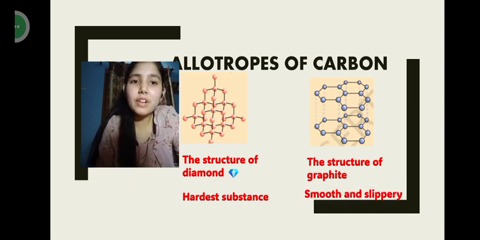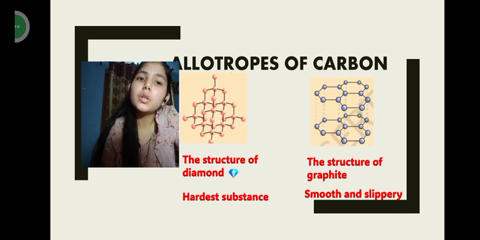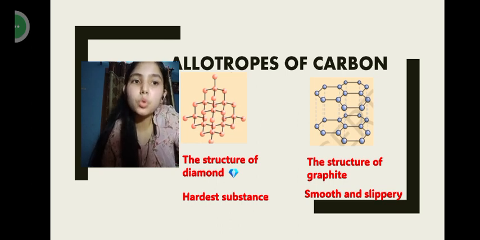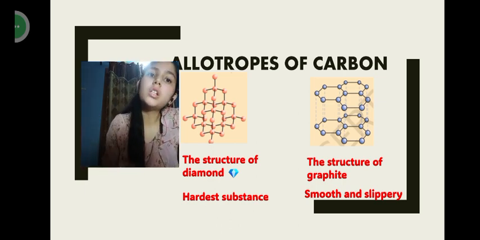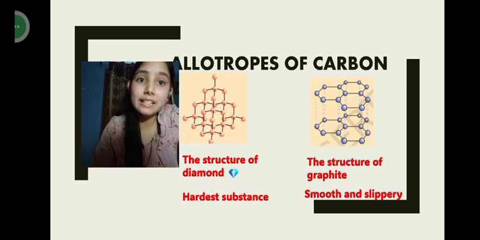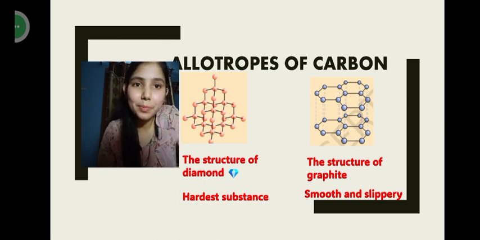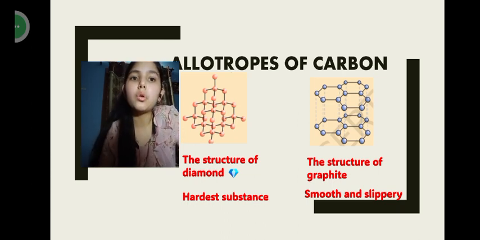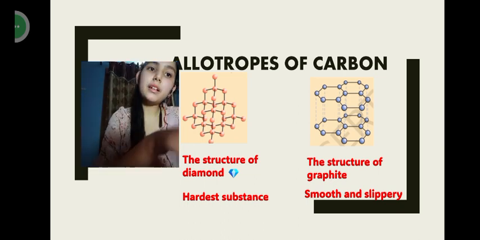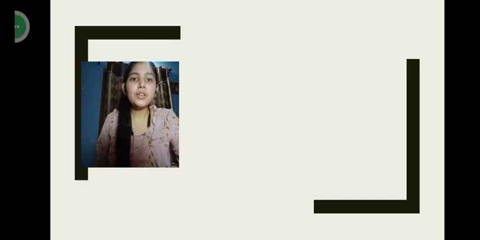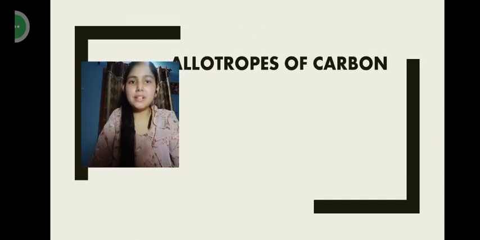Graphite is so smooth. As you can see in pencil lead, it is smooth and slippery, right? That's why it is used as solid grease in machines, because it is slippery. Sometimes liquid grease is not used because it can affect the machines, so solid grease is used, and we use graphite as solid grease. So that's it for graphite and for diamond.